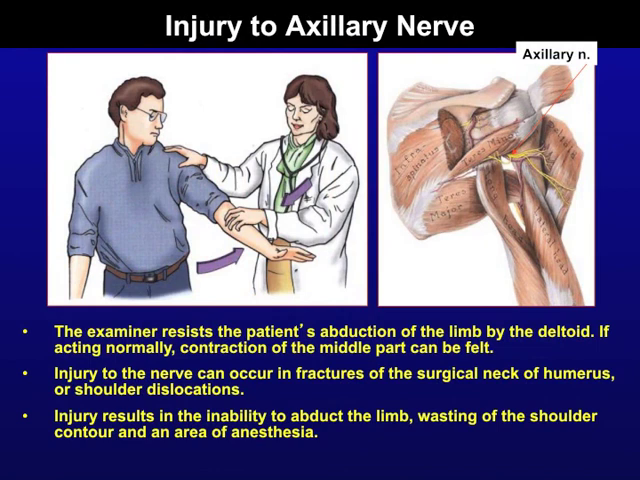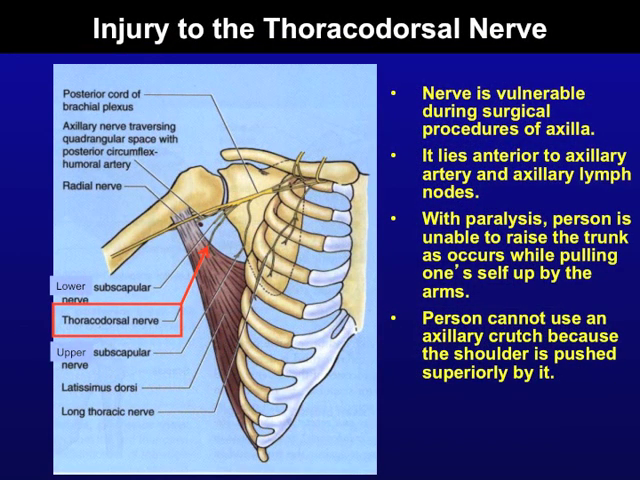If the axillary nerve is injured, the upper limb of the affected side cannot be abducted to the horizontal. Injury to the nerve can occur in fractures of the cervical neck of the humerus or shoulder dislocations. The injury results in the inability to abduct the limb, wasting of the shoulder contour, and an area of anesthesia of the shoulder. The thoracodorsal nerve is at risk of injury during axillary lymph node dissections. This is because it lies anterior to the axillary artery and axillary lymph nodes.